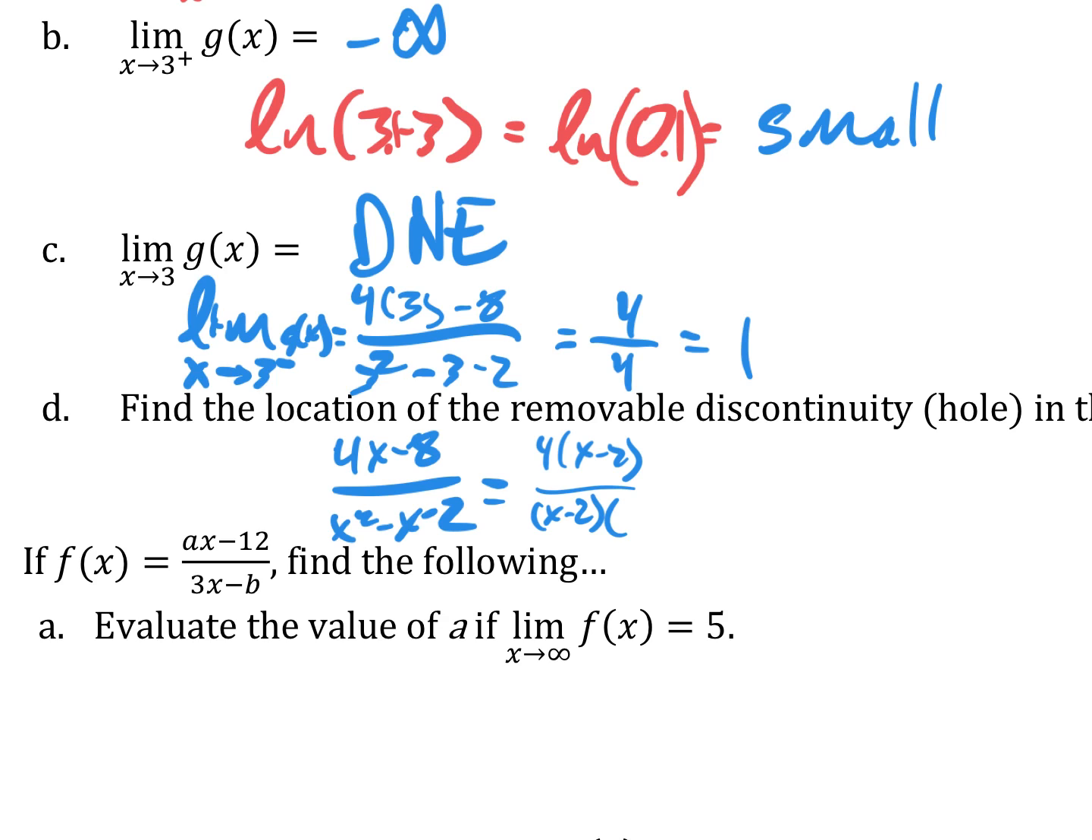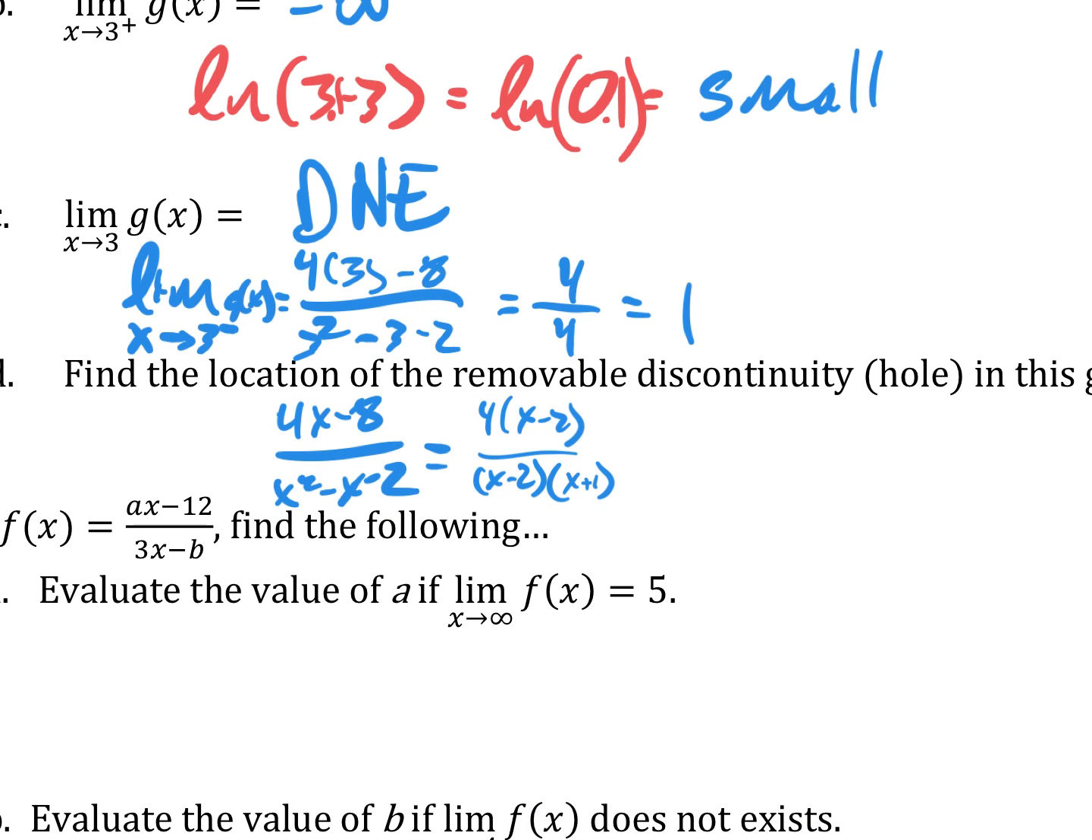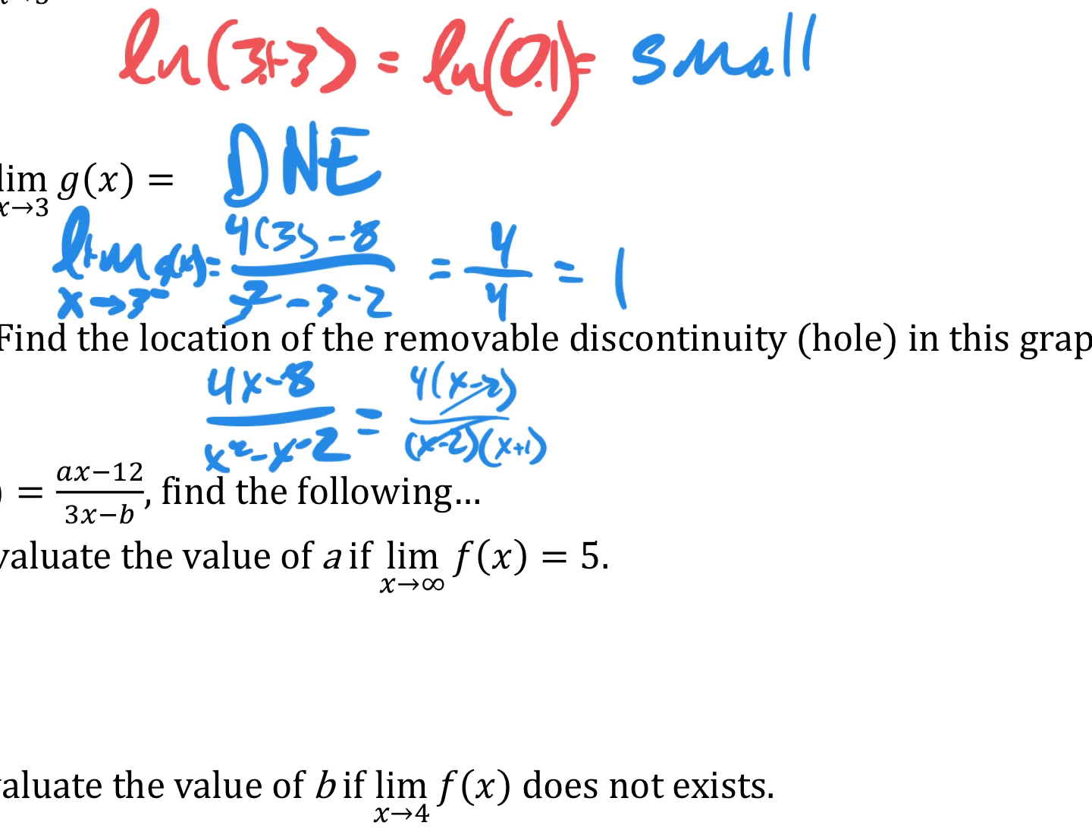Because the top factored, and x plus 1. There we go. Those multiply to -2 and add to -1, right? Cool. So yes, there is a hole, or a removable discontinuity at x equals 2. Now, where exactly is that?